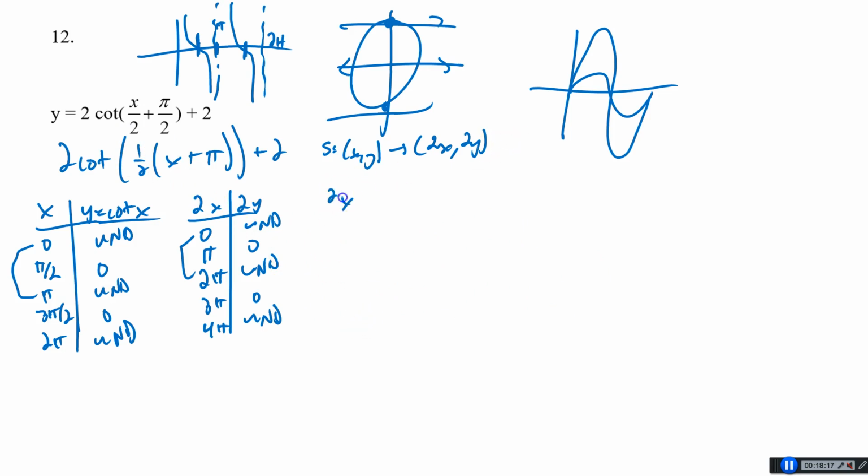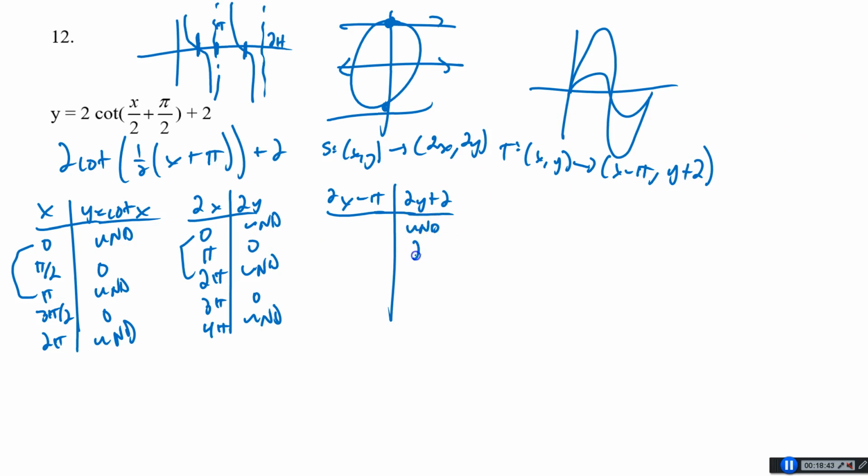So now we'll take our 2x's, and I didn't write my translation. Translation is going to take this to x minus pi, and then the y's plus 2. Okay, so we're going to subtract pi from all the x's, and all the y's that we already multiplied by 2, we're going to add 2 to them. So y's, undefined plus 2 is still undefined. 0 plus 2 is 2, undefined, 2, undefined. Okay, so these are all going to subtract pi. So we're subtracting half a circle from each one. So negative pi, 0, pi, 2 pi, and 3 pi.